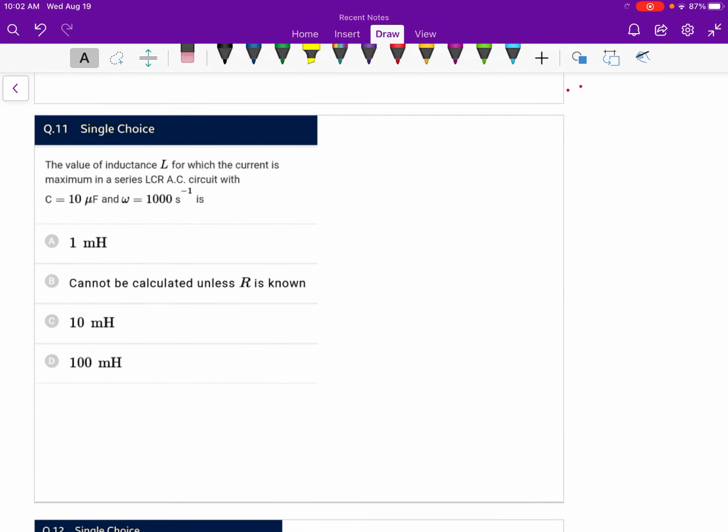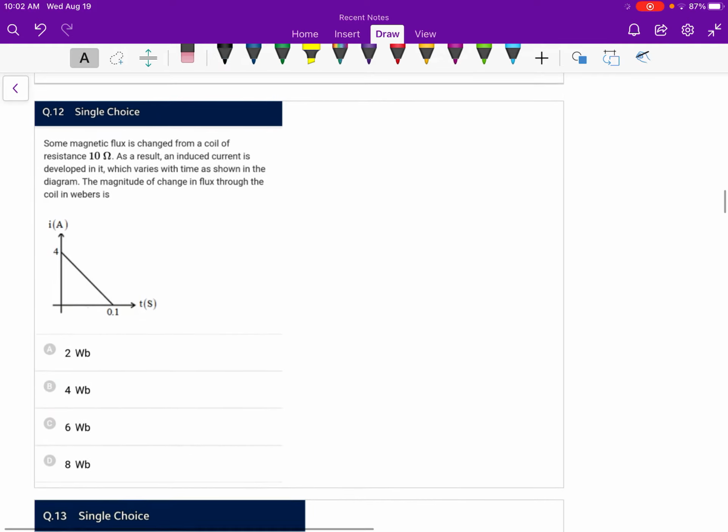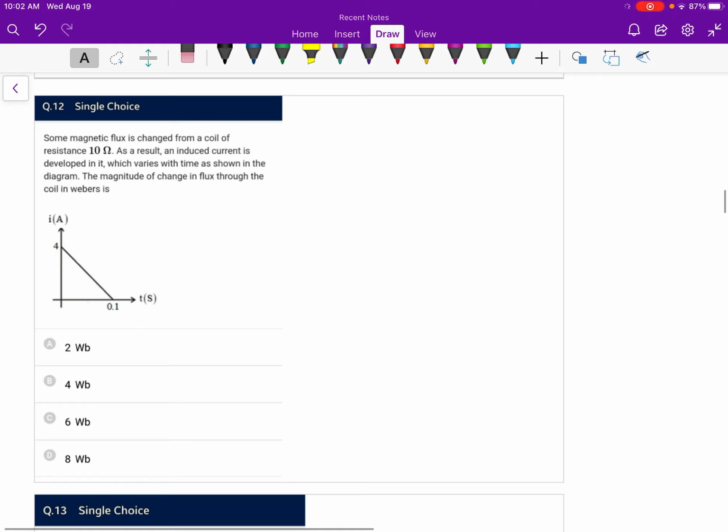The value of inductance for which the current is maximum. So omega is the resonant frequency, so omega square is 1 upon LC. So L is 1 upon omega square C. We can do the calculations, it's an easy one.